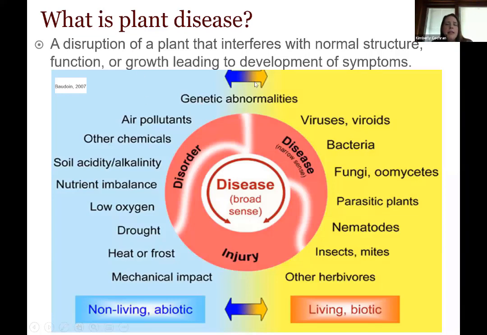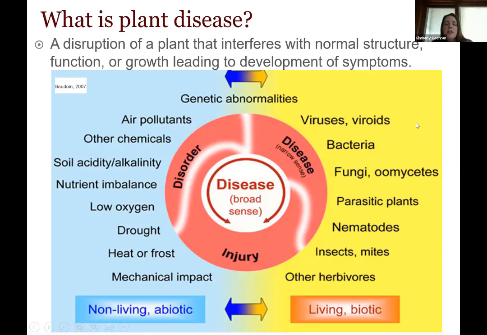All right, so what exactly is a plant disease? It can be anything that disrupts a plant, that interferes with its normal structure, function, or growth, and leads to the development of symptoms. Now, whenever we talk about disease conversationally, a lot of people mean all of these things in this graphic right here, including disorders and injuries, which are more non-living causes, rather. And that includes things like air pollutants, chemicals, soil issues, nutrient issues, and several other aspects.